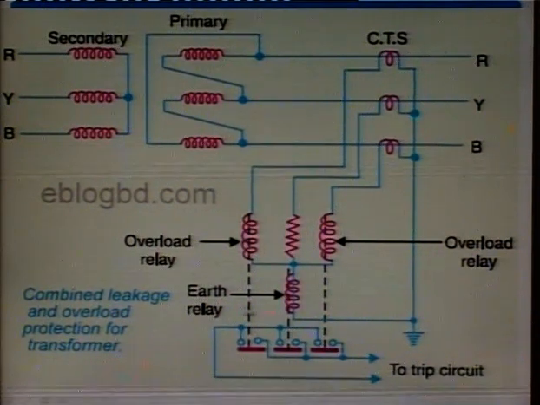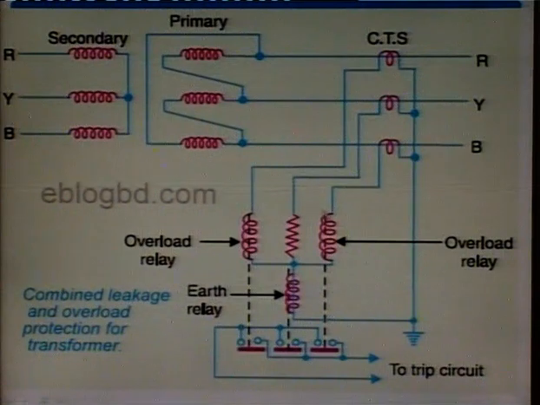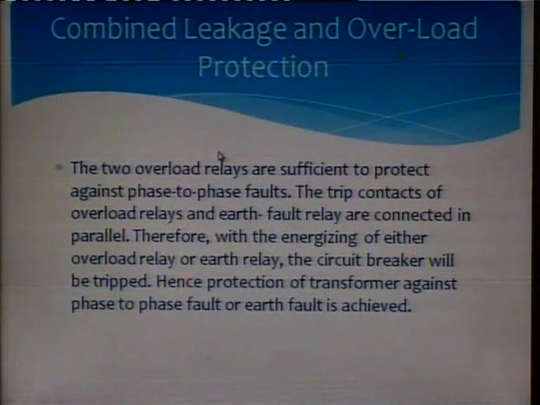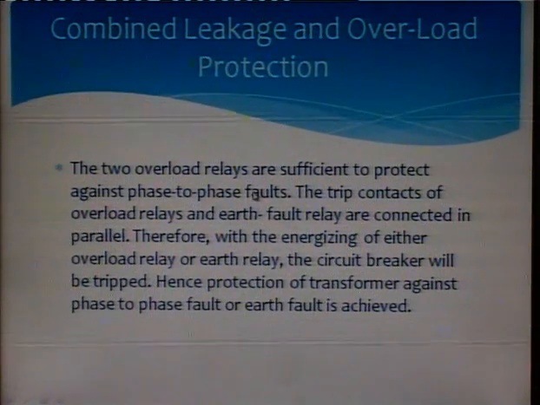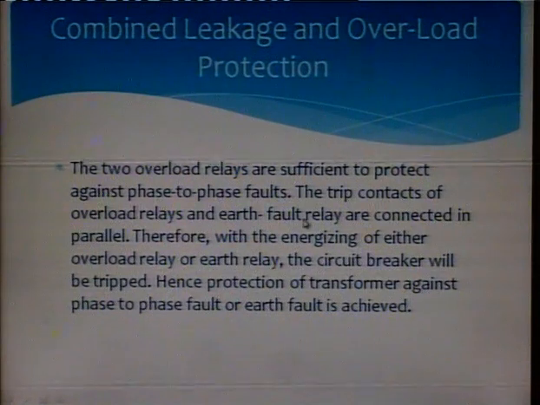So see, this is an earth relay. These are the 2 overload relays which will respond for the phase to phase faults. Now this will respond for the earth fault, and I have connected the 3 CTs in each phase. This is a delta star transformer. So the 2 overload relays are sufficient to protect against phase to phase faults, and the trip contacts of the overload relays and earth fault relay are connected in parallel.